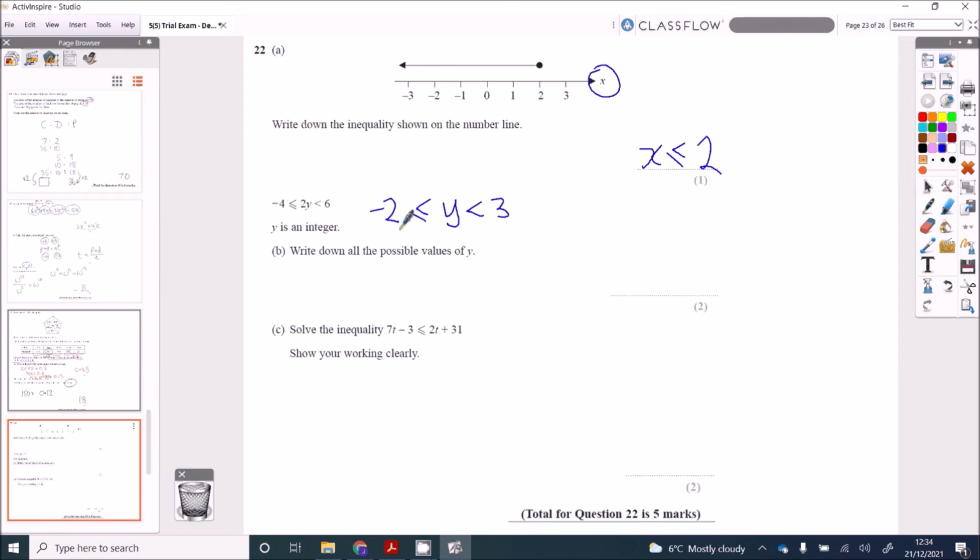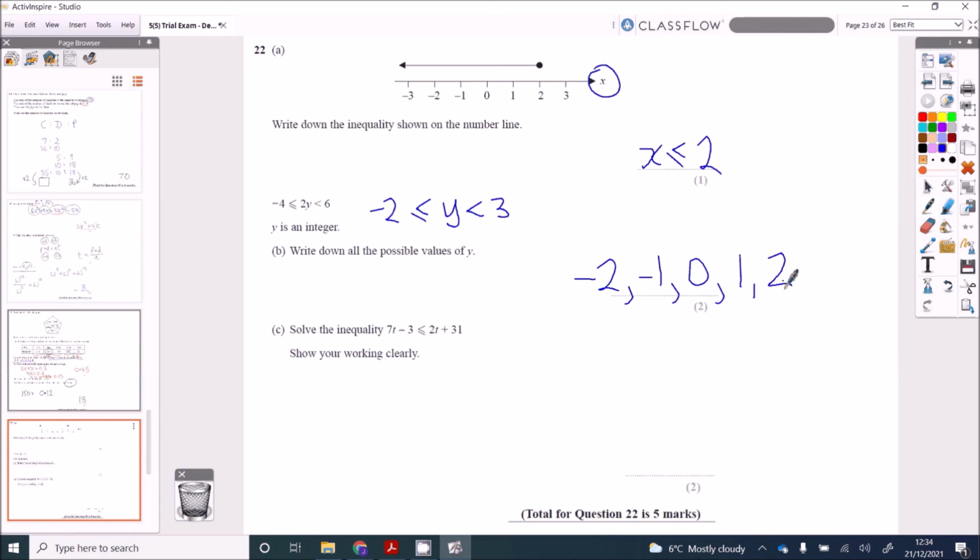Now, what this means, because you read it from the middle, so we're reading right to left, is we want all the whole numbers where y is greater than or equal to minus 2, but also less than 3. So greater than or equal to minus 2, so that includes minus 2. So minus 2, minus 1, 0, and then 1, and then 2, but not 3, because y had to be less than 3.